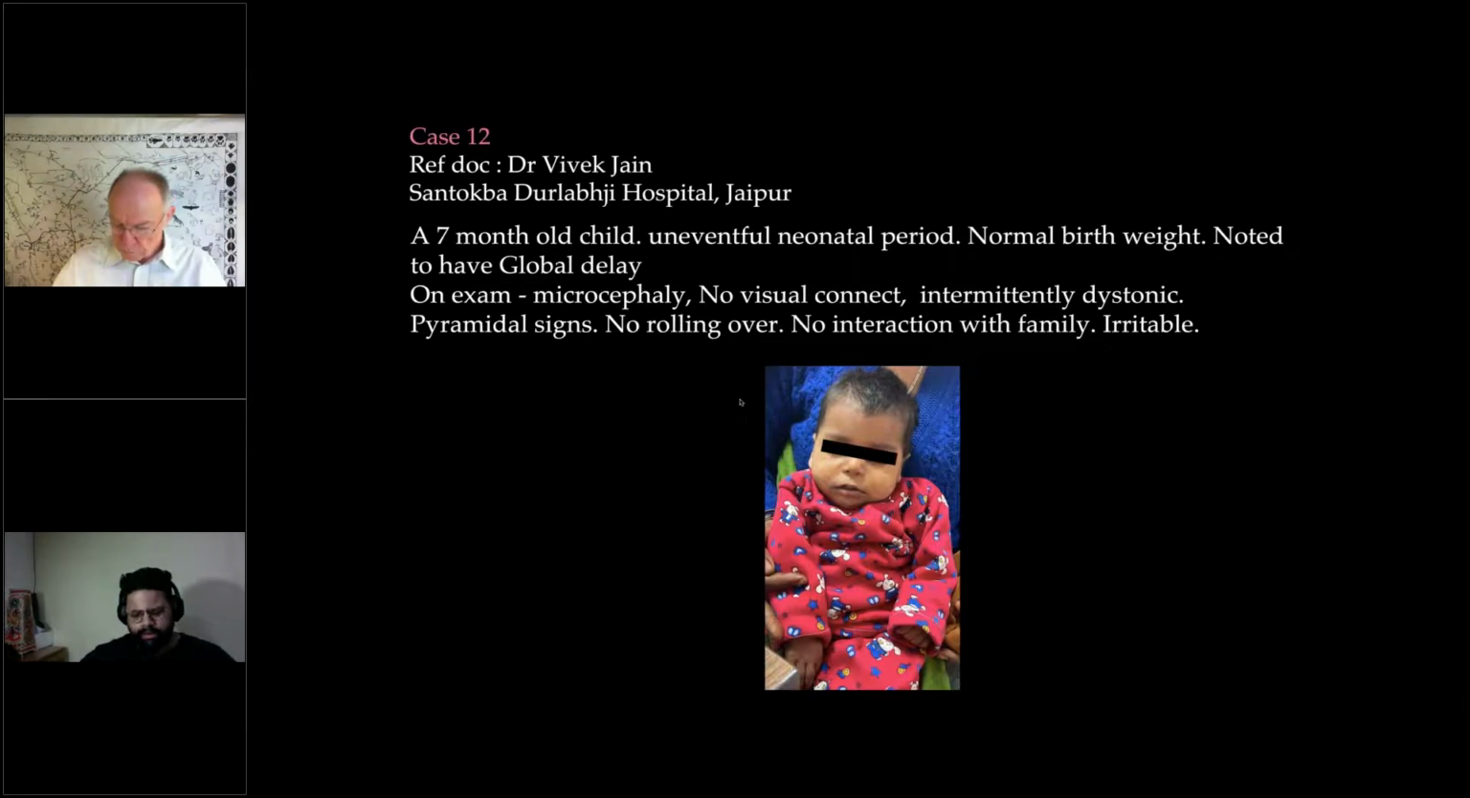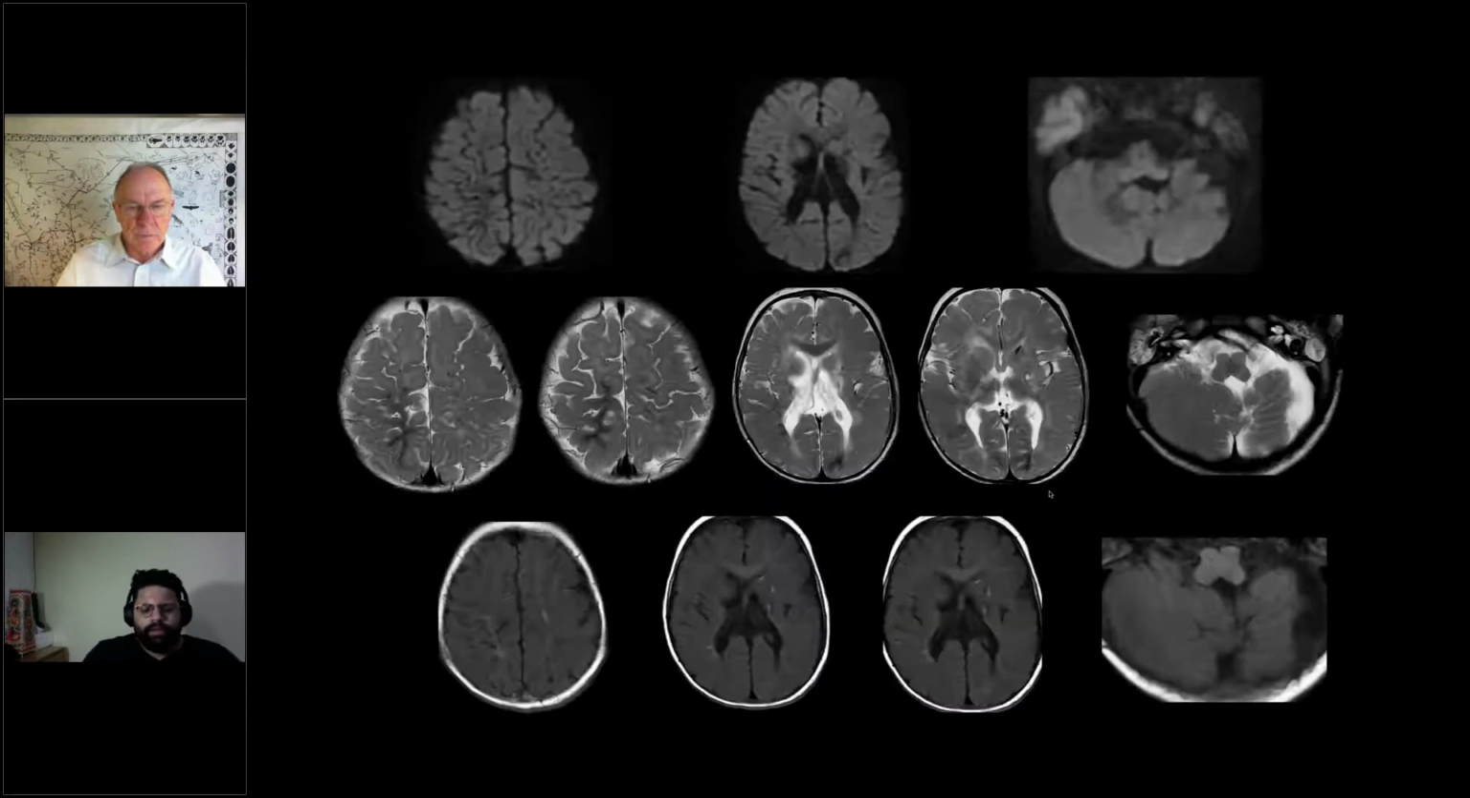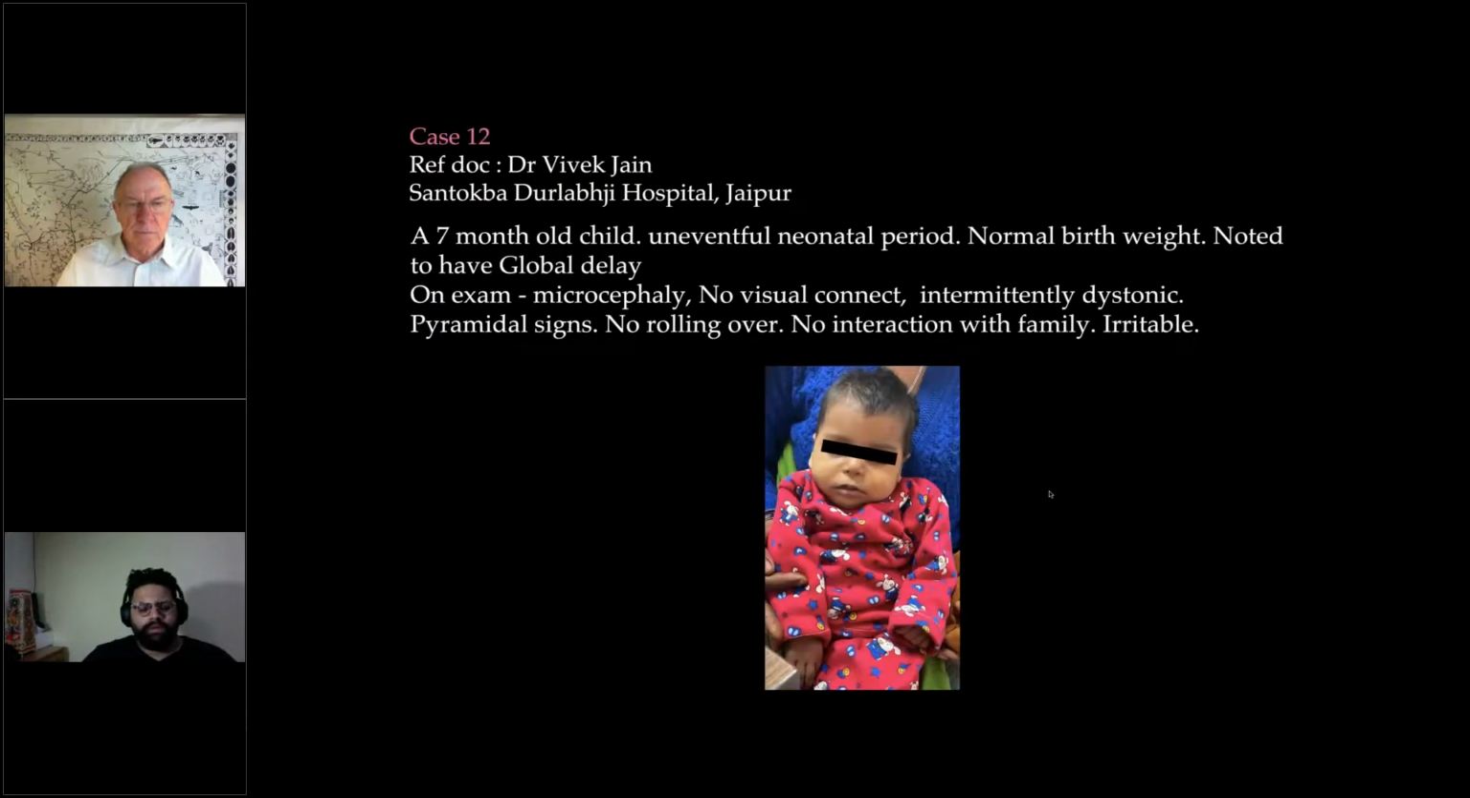But no neonatal abnormalities, I see. Okay. So no neonatal concerns. So no asphyxia. It's a term child? It's a term child. Okay. And now significant failure to thrive. So just 5 kg at 7 months and microcephalic.